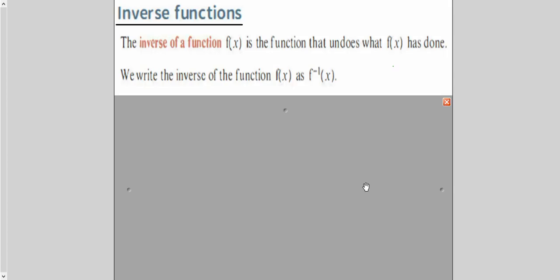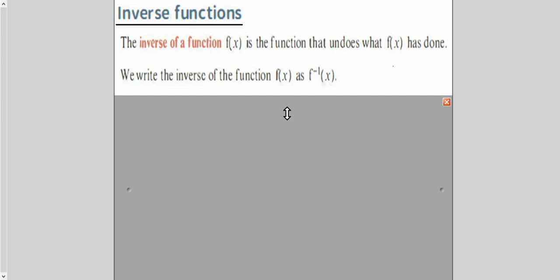So let's begin. What is an inverse function? How do we write it? The inverse function notation is this, you can see it here: f to the power minus 1 of x, depending on the variable we are using in the function. So it basically reverses whatever you have done, right?